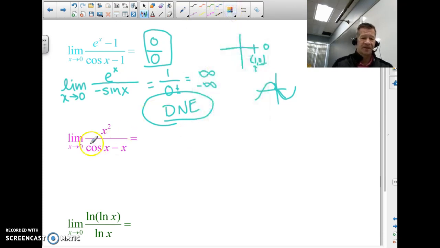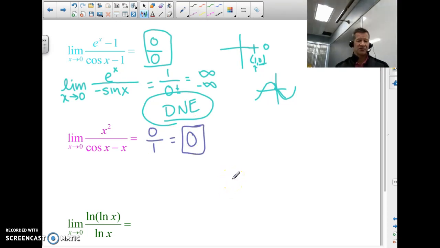Okay, I put 0 in, 0 squared is 0. I put 0 in here, cosine of 0 is 1. 1 minus 0 is 1. So this answer is simply 0. I didn't need L'Hopital's rule. Okay, don't assume you'll always need it.